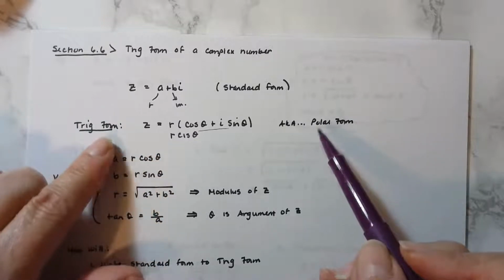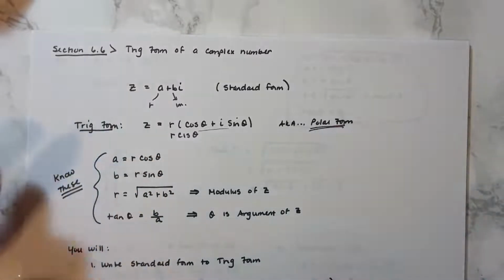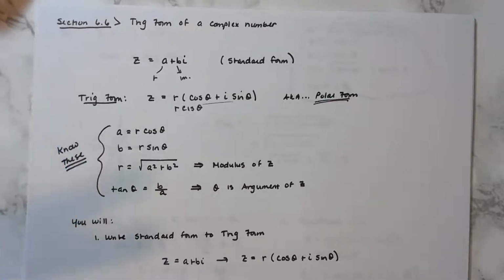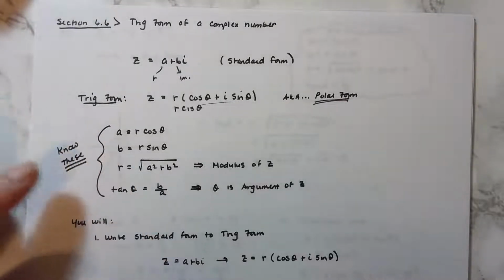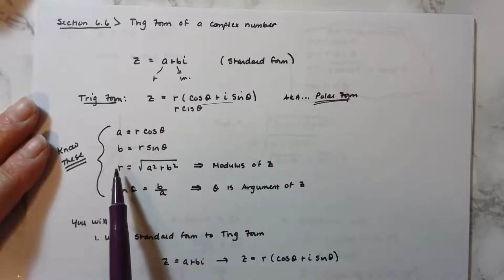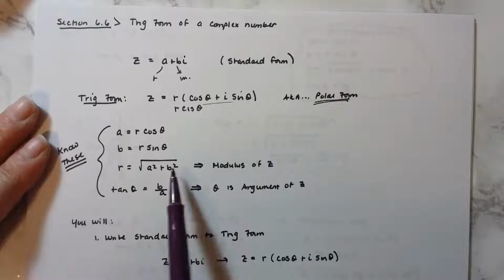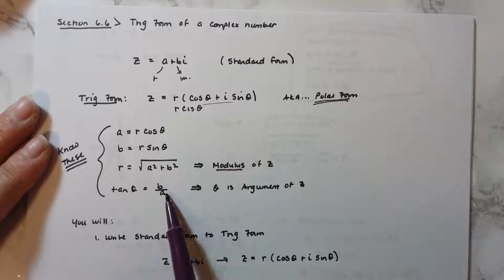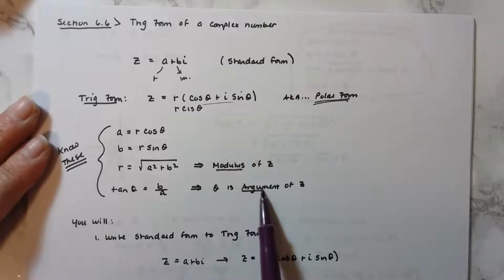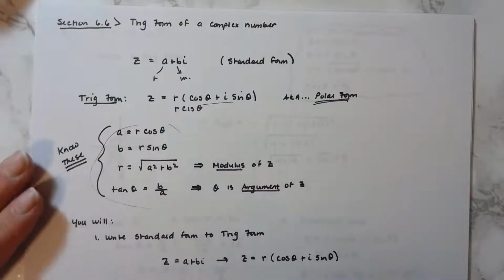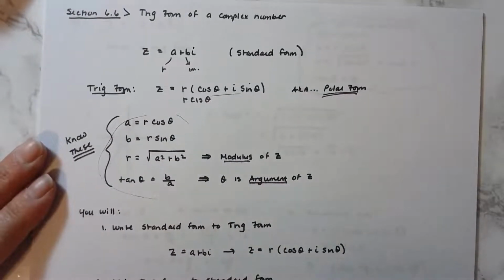Another thing is that trig form is also called polar form. The polar form of a complex number means the same exact thing as the trig form. What's really important is that you know these things: a is equal to r cosine theta, b is equal to r sine theta, r is the square root of a squared plus b squared, and that's called the modulus of z, and the tangent of theta is b over a, and theta is called the argument of z. You need to know these little formulas. You're going to use them constantly when you're writing back and forth.